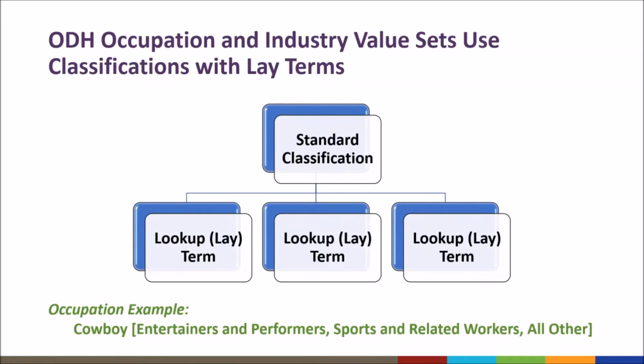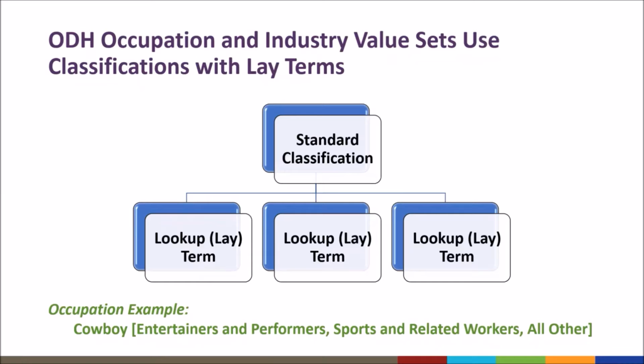In thinking about ODH, the entry for our cowboy example in the EHR record using the ODH value set would show a combination of the lay title, cowboy, as shown here on the bottom, plus the classification. We did something similar for industry using the North American Industry Classification System, sometimes called NAICS, and the index titles for NAICS, which are also lay terms.